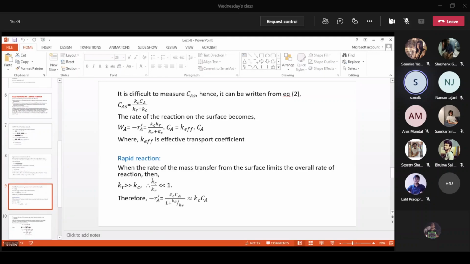We can write it this way: minus Ra dashed is equal to Kc Ca, divided by 1 plus Kc by Kr, taking this Kr down. Now Kc by Kr is very much less than 1. So it becomes minus Ra dashed is roughly equal to Kc into Ca. That means the rate of the reaction is dependent on the mass transfer coefficient and the concentration of the reactant. When the reaction is rapid, that means mass transfer is the controlling step.